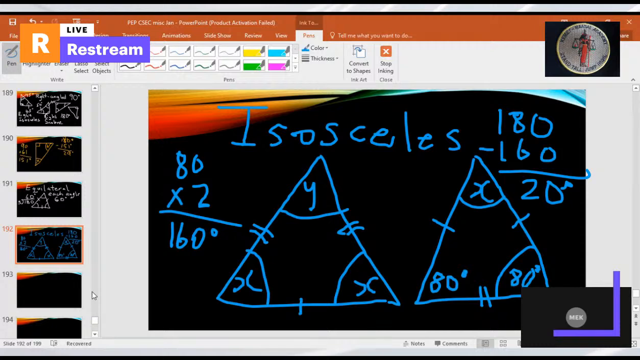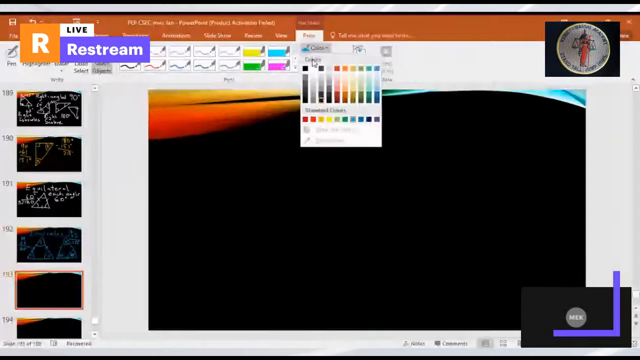So let's look at another type of triangle. And that one is called the scalene triangle. In the scalene triangle, we have 3 different sides, 3 different angles. They all still must add up to 180 degrees, but they are all different. The 3 angles are different. 3 different sides, 3 different angles.